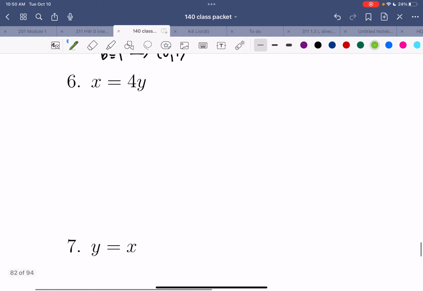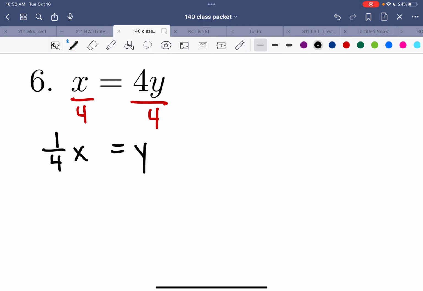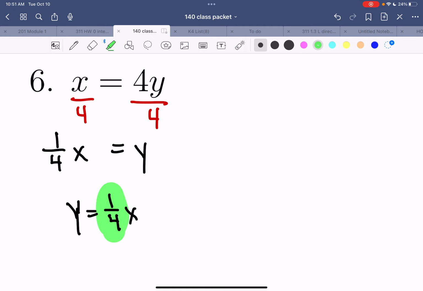Okay. All right, number 6. Let's solve this one for y. So let's go ahead and divide both sides by 4. And we'll flip it around. So this will give me y equals 1/4 x, right? Get used to pulling the number part away from the x there. And just flip it so it's the way we like it. So 1/4 times x. And here, your slope is the number in front of the x, so 1/4.